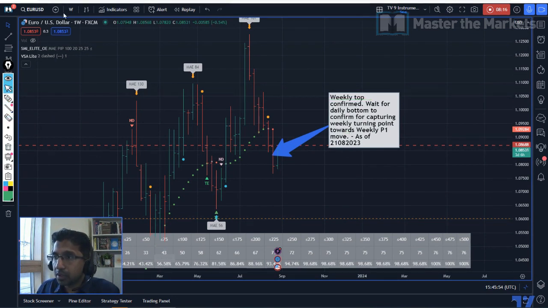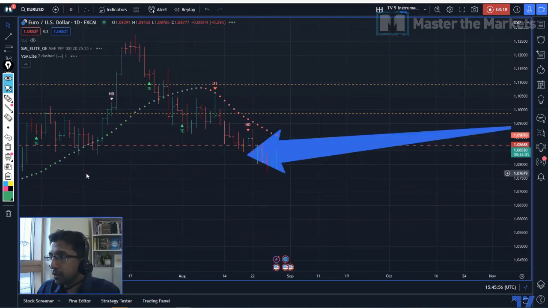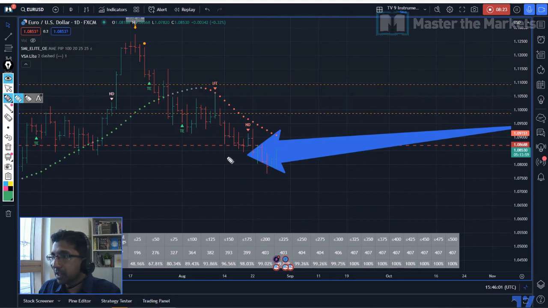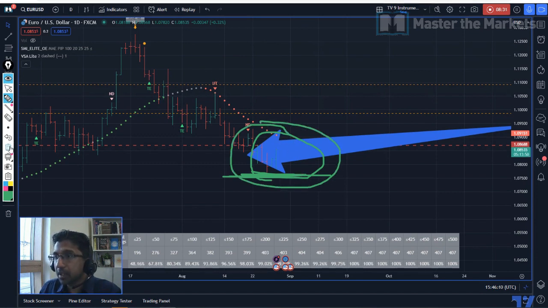Now, let me go on to daily. I don't think, yeah, we haven't had a bottom confirm, but we're just having it right now over here, right? If it does, this is a potential bottom at the moment. I'm not sure if it's going to confirm. If it does confirm, what will we have?